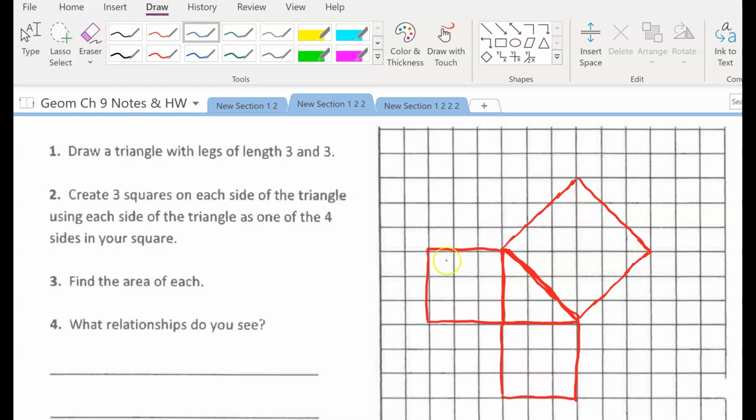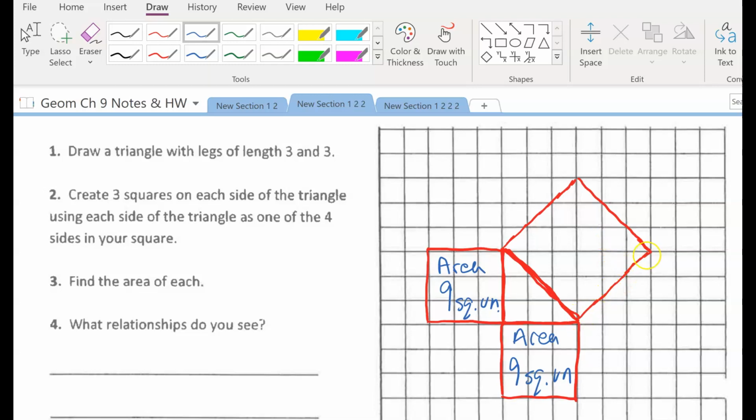So the area of each square, find the area of each. So since this is a 3 by 3, we could actually count the squares too. It's going to be 9 square units. Alright, and this one down here, the area is also going to be 9 square units.